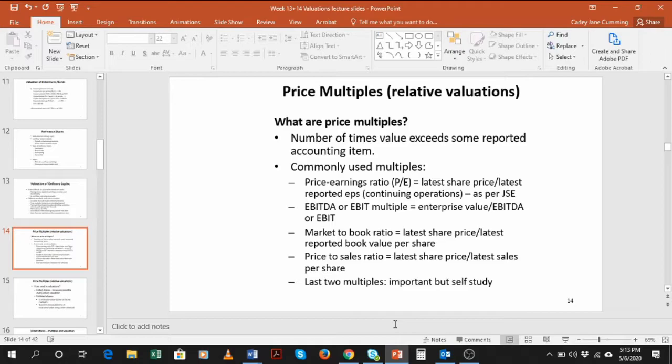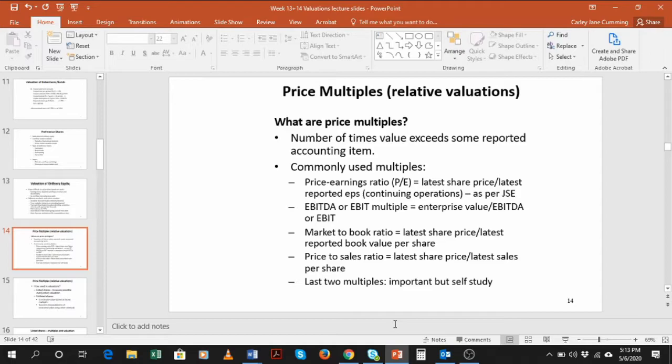Now you should remember this from your previous undergrad studies. However, we are going to go more in detail this year, so it's very important that you apply yourself when performing price multiples valuations. So what are price multiples?